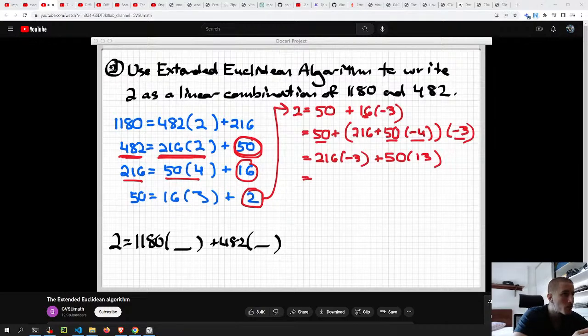Okay, so now I notice that 50 right here can be written as 482 minus 216 times 2. And so I'm going to do a substitution here of the number 50 that you see right there. So I'm going to create a space for the substitution, keeping in mind that I'm already multiplying all that stuff by 13. Now, according to the second line of my Euclidean algorithm, 50 is equal to 482 plus 216 times negative 2.